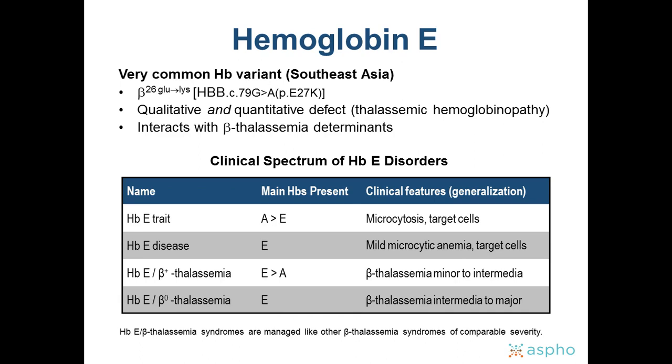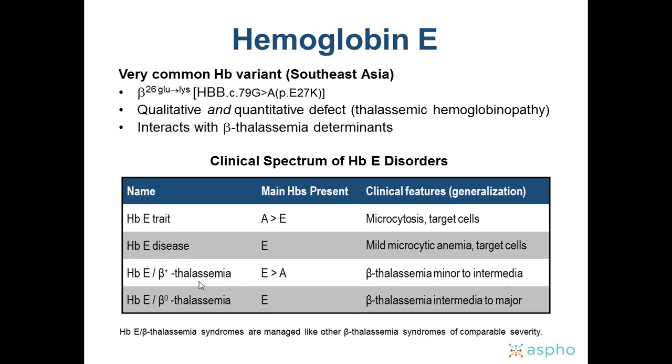Millions of people in the world have it, and most people don't know that they have it. But when it interacts or is co-inherited with beta thalassemia determinants, it can form a disease. The clinical spectrum ranges from a benign thal minor-like phenotype with hemoglobin E trait, and even homozygosity for hemoglobin E, with mild microcytic anemia and generally a lot of target cells. It's only when you co-inherit hemoglobin E with beta thalassemia determinants that you get the potential for more severe conditions.